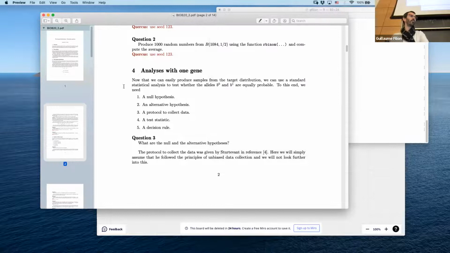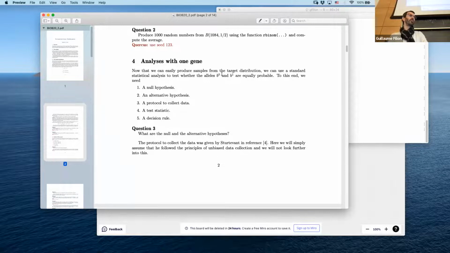Analysis with one gene. Now that we can easily produce samples from the target distribution, we can use a standard statistical analysis to test whether the alleles B0 and B1 are equally probable. So here I'm calling it the standard statistical analysis. It's just called a test. That's called a statistical test. That's what we've been doing so far.